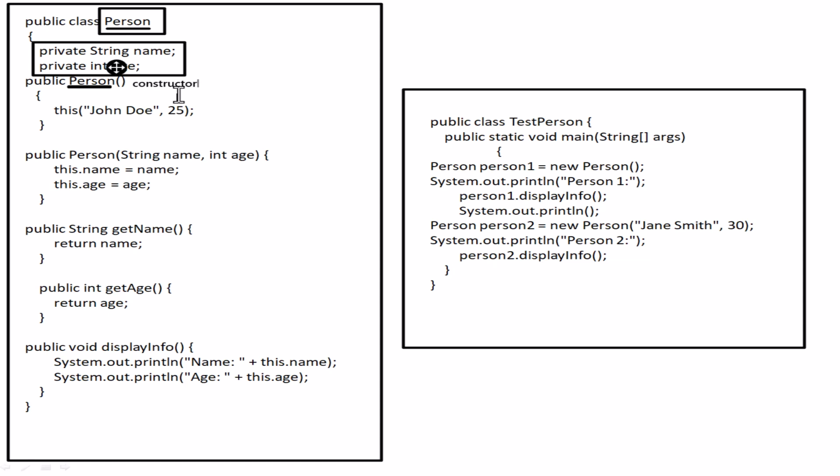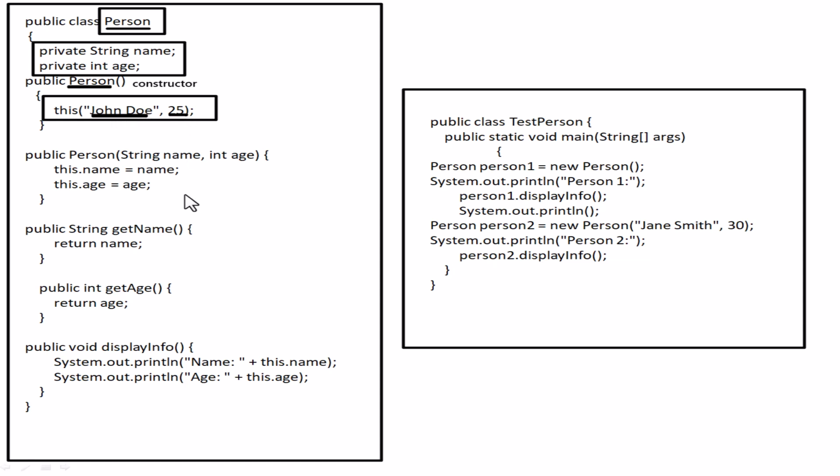So it is said to be a constructor. Now what you are doing here, by using this, you are passing two arguments. What arguments are you passing? Name and age. What is the name? Name is John Doe, age is 25. So where are you passing them?